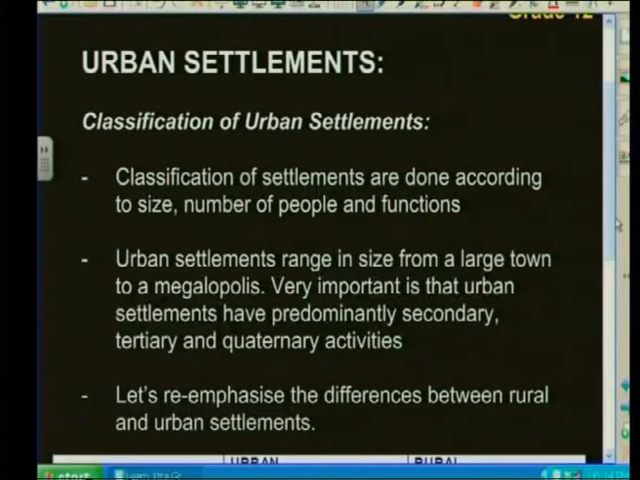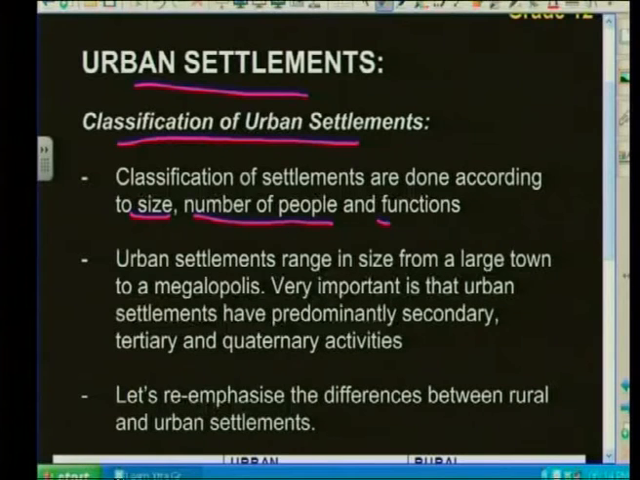Our discussions will further go on to understand urban settlements. We will look specifically today at questions relating to the classification of urban settlements. Remember, classifications are done according to size, number of people or population, and functions, which we've discussed in earlier episodes. Urban settlements range in size from a large town to a megalopolis. Very important is that urban settlements have predominantly secondary, tertiary, and quaternary activities. It is good to refer at this stage to your rural settlements, which are dominated by primary activities.